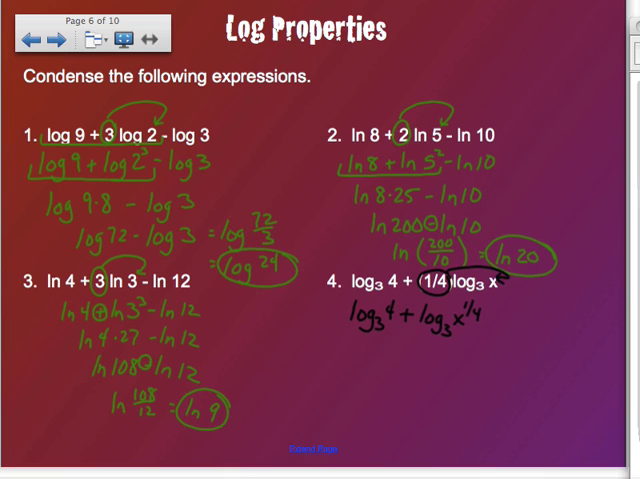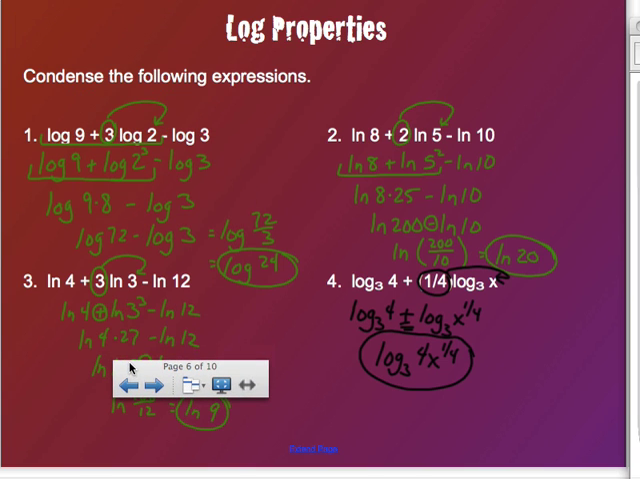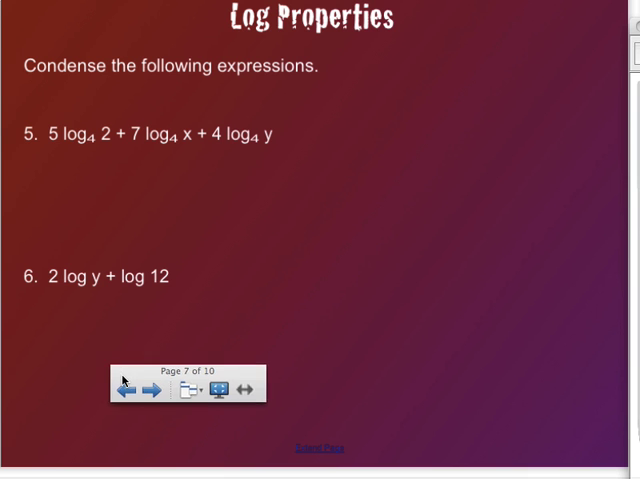So if you look at this, the addition implies multiplication. So I really have log base 3 of 4 times x to the 1/4 power. In this case, there's not really much else I can do, because there's not anything I can simplify or make even simpler than it already is. Okay. Let's try a little bit more complicated ones.